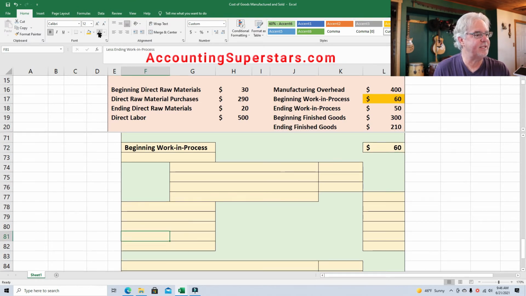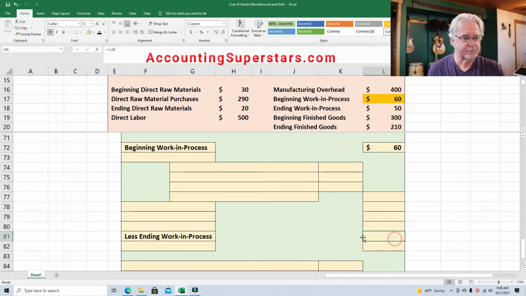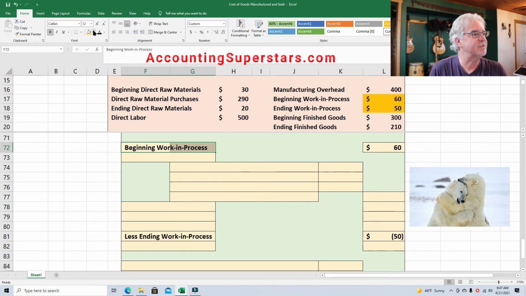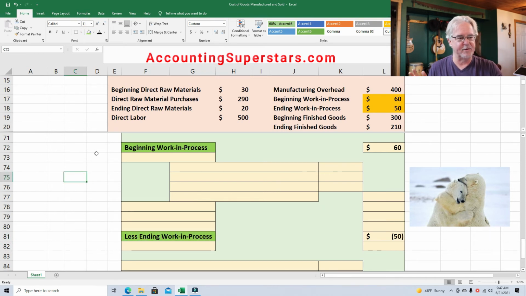So right in this space here, almost all the way down, I'm going to have ending work in process. And ending work in process is $50. It comes from right there. And I'll put it into place. So the way I think of it here is the account work in process is giving us a big hug, okay? We're going to put all kinds of things inside the hug. And so right here, this is the hug, okay? Sorry about explaining it that way. I apologize, but it's just how I think of it.